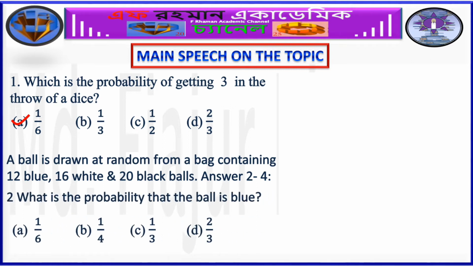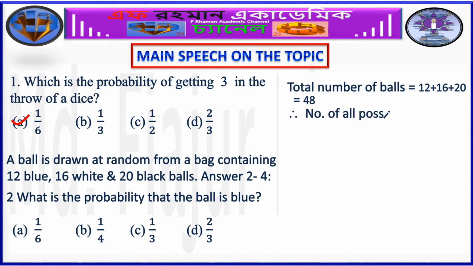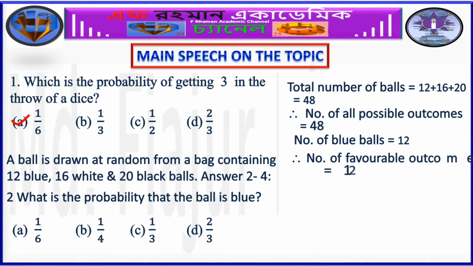MCQ 2. What is the probability that the ball is blue? Total number of balls is equal to 12 plus 16 plus 20 is equal to 48. Therefore, the number of all possible outcomes is equal to 48. Number of blue balls is equal to 12. Therefore, the number of favorable outcomes is equal to 12.